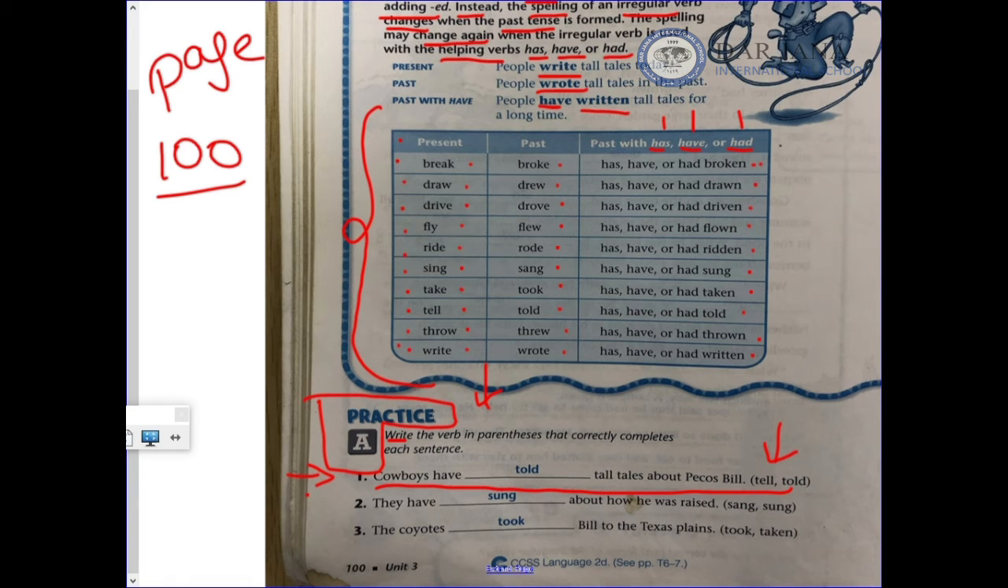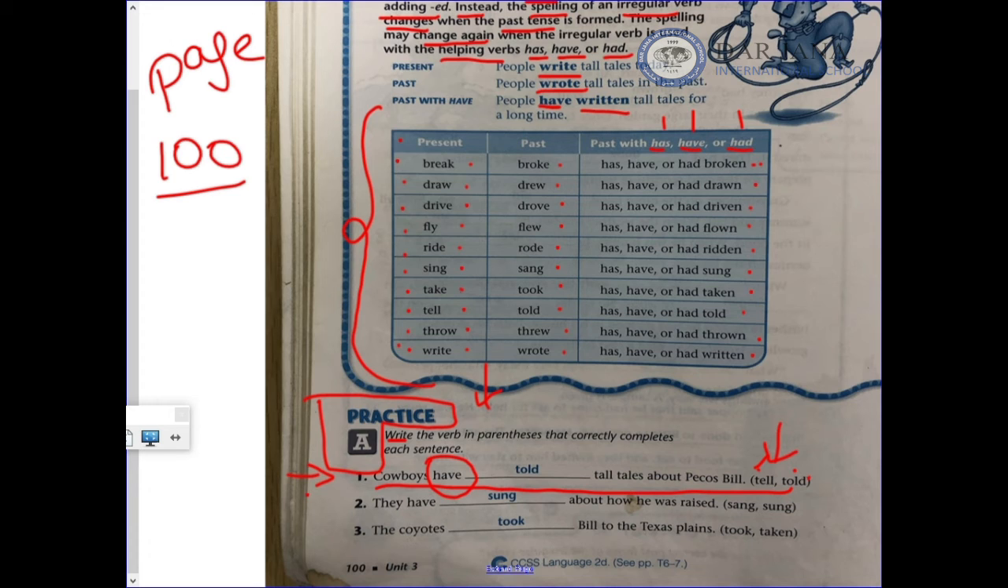As we said, the helping verb has, have, or had always comes before the verb. Sometimes there is also an additional word beside it, so don't get confused. Once you see them before the verb, you would know what to use. Alright. Cowboys have. I'm circling the helping verb have. The two choices that we have are tell and told. Of course, this lesson is about the past tense, so we are going to dismiss tell, and we're going to go for told.